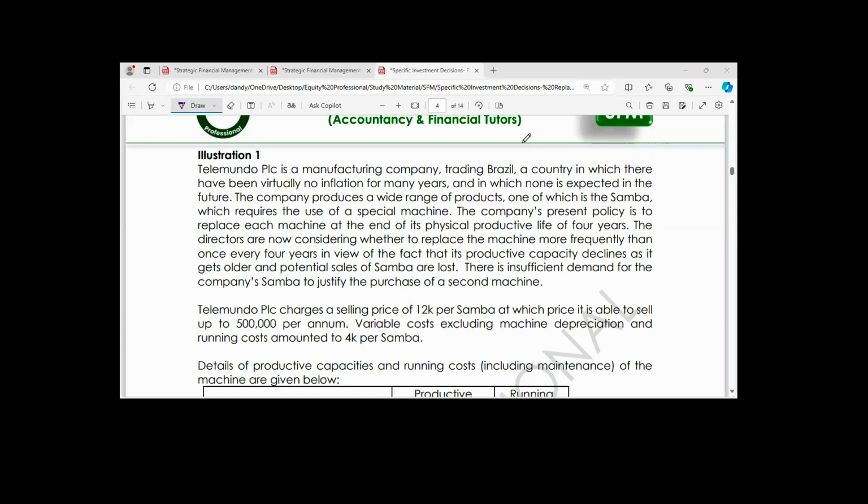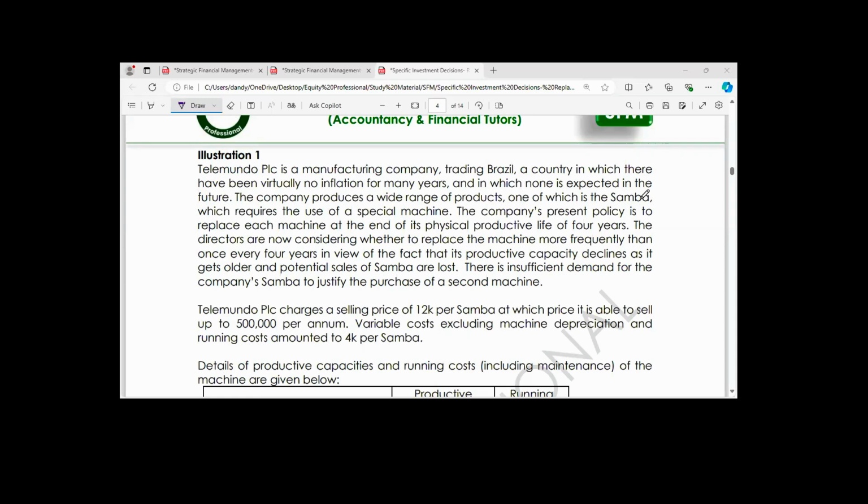Telemundo PLC is a manufacturing company trading in Brazil, a country in which there has been virtually no inflation for many years, and in which none is expected in the future. The company produces a wide range of products, one of which is the Samba, which requires the use of a special machine. The company's present policy is to replace each machine at the end of its physical productive life of 4 years. The directors are now considering whether to replace the machine more frequently than once every 4 years, in view of the fact that its productive capacity declines as it gets older and potential sales of Samba are lost.